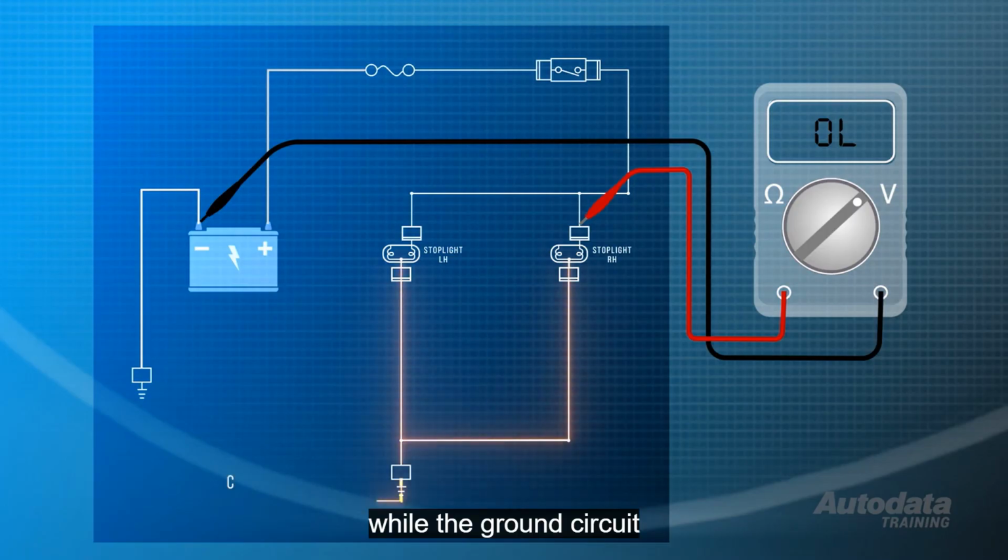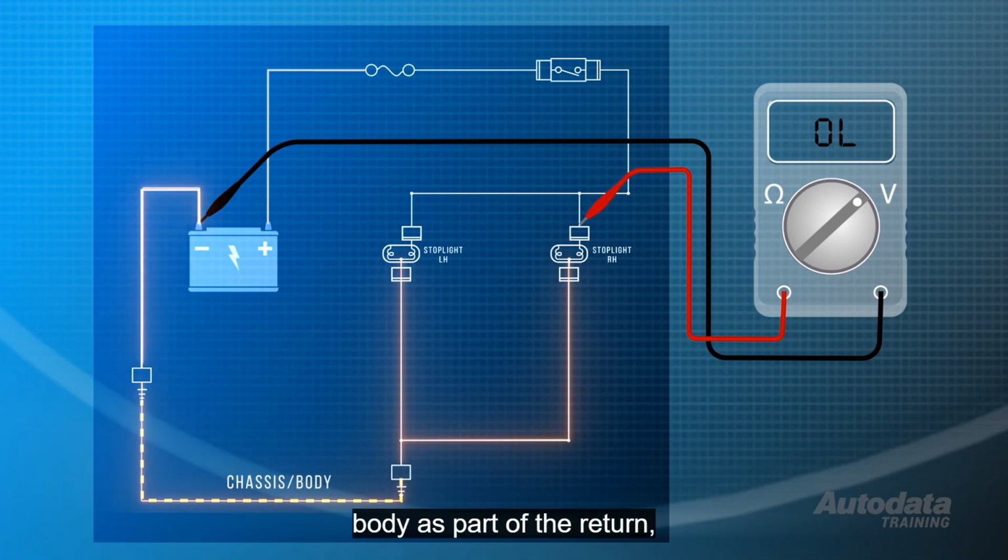While the ground circuit may use the chassis or body as part of the return, we must always test the integrity of the entire path back to the battery. Next, move the positive meter lead to the ground side of the load. Again, keeping as close as possible to the load itself.